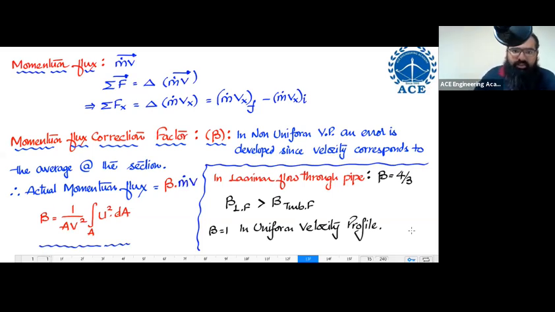This is regarding the equation of momentum flux we are having. VP stands for velocity profile over here. This is velocity profile, please. Now moving further.